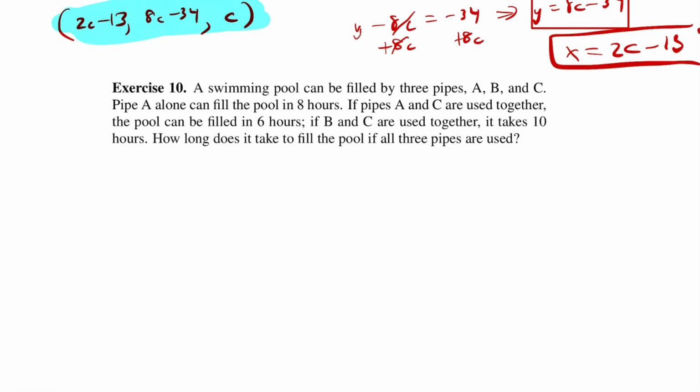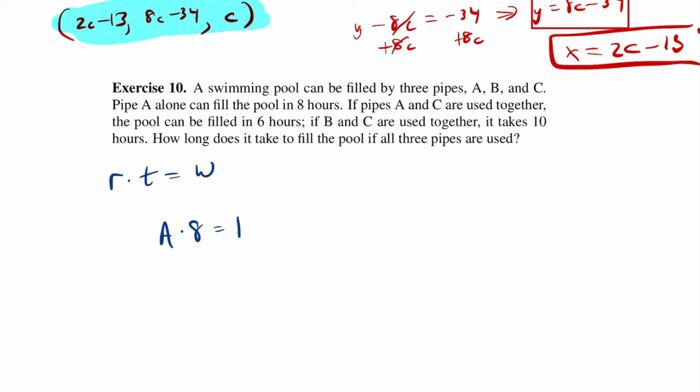So we're going to use the relationship that rate times time is equal to work, the amount of work that the pipes are doing. All right, so the rate is A, B, and C. Pipe A alone can fill the pool in 8 hours. So the A is our rate, and it takes 8 hours, and it'll fill up the entire pool. So I'm going to call that 1, which represents 100% of the pool. That's the amount of work that it completes.